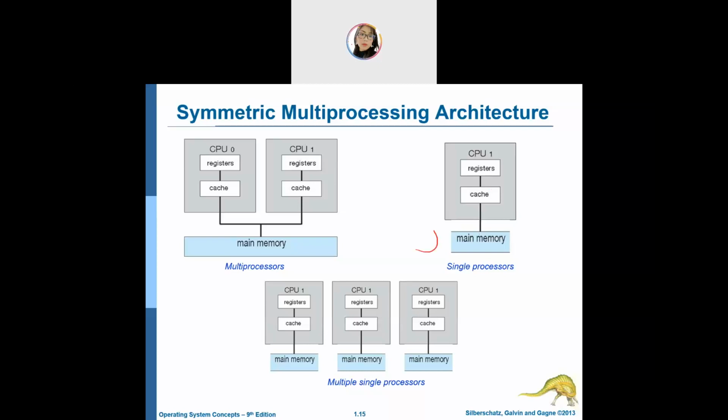Okay. If you are playing around with a single processor, this is how it looks, only one. But when you have a multiprocessor, you can have CPU 0, CPU 1 in one device, in one computer. Let's say this is your computer.